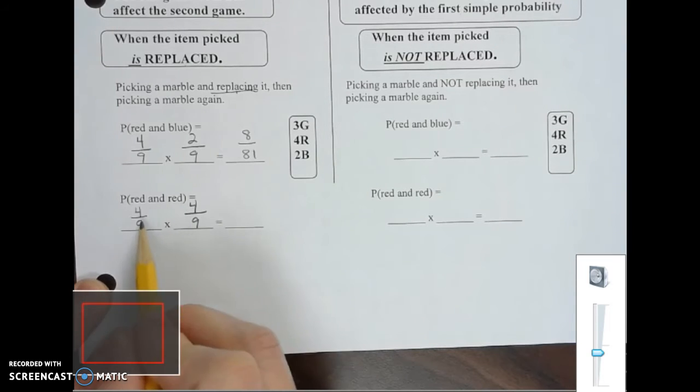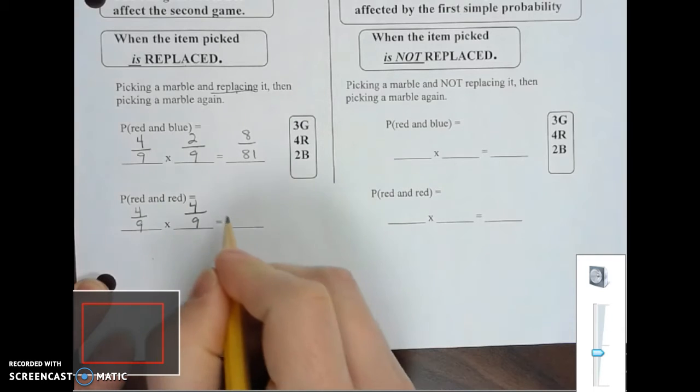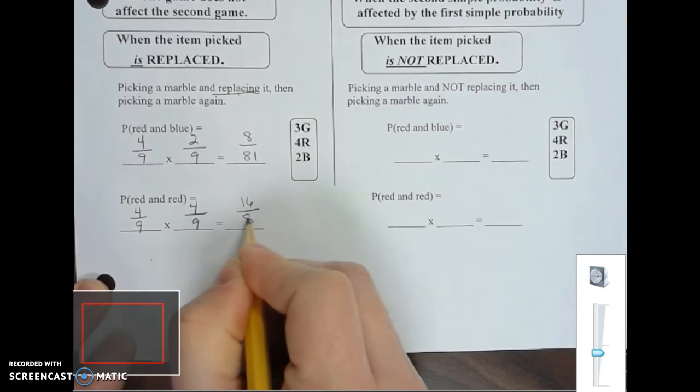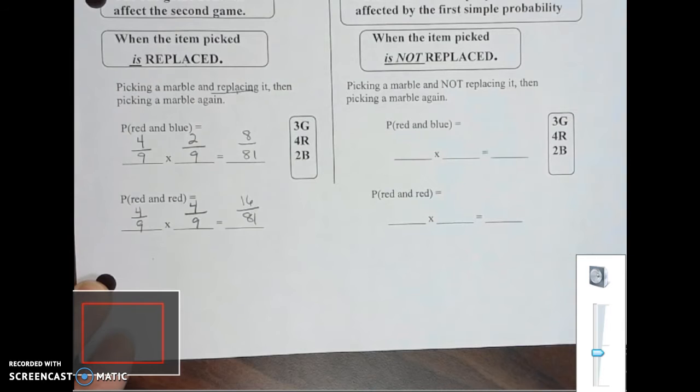And now when we multiply our simple probabilities here, 4 ninths times 4 ninths is going to give us 16 out of 81. 16 81sts is the compound probability.